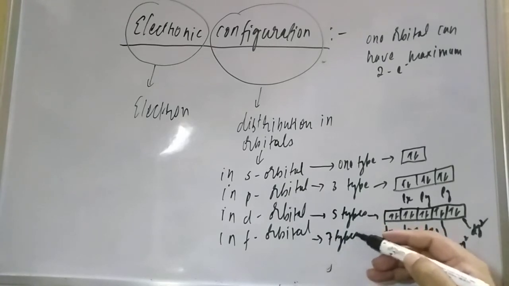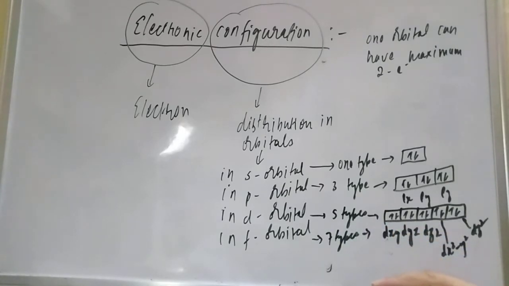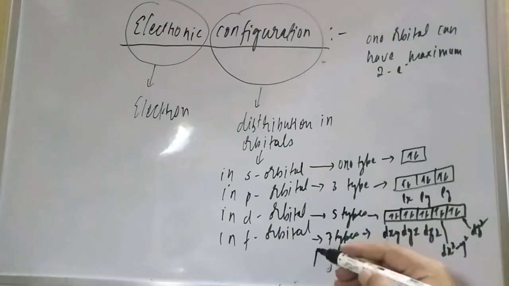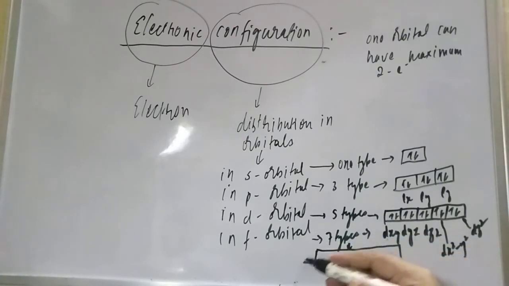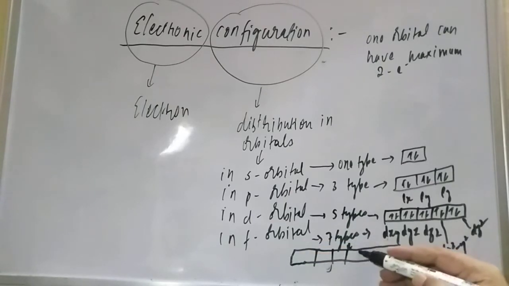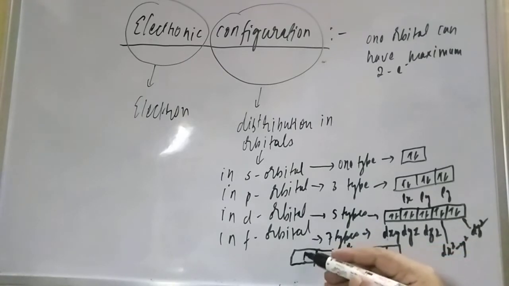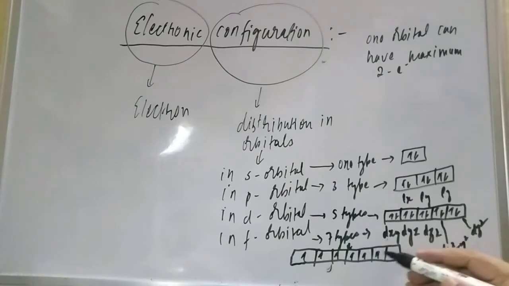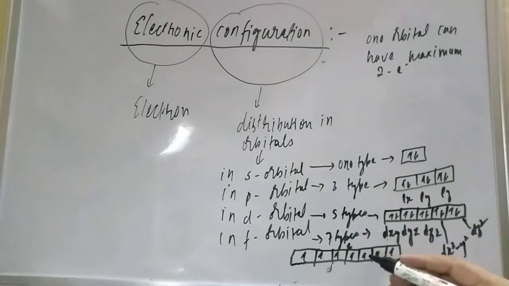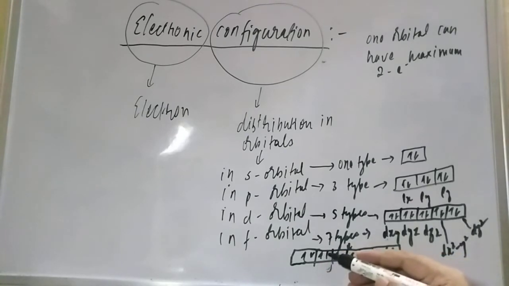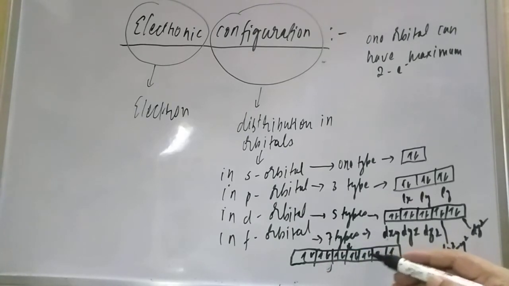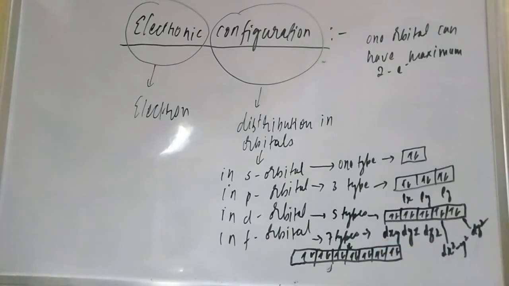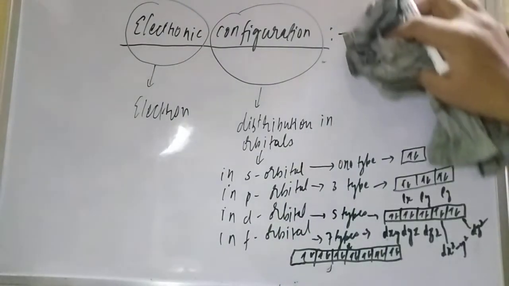The f orbital is 7 types, student. How many electrons are possible in the f orbital? With 7 types, the electrons are filled 1, 2, 3, 4, 5, 6, 7, and then pairing starts: 8, 9, 10, 11, 12, 13 and 14. No names are there for the f orbital because of its diffuse, complex shape. So 14 electrons.